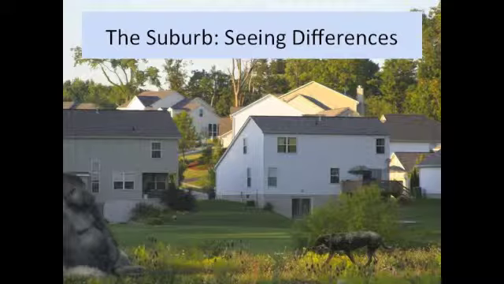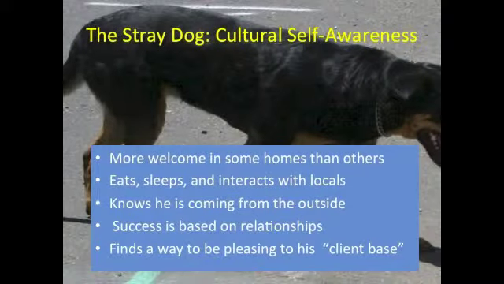Let's observe the specific processes necessary to be able to see the differences, as they are modeled by the stray dog and the gorilla. The stray dog is our model animal for cultural self-awareness because of several of his outstanding qualities. In the suburb habitat, the stray dog is certainly more welcome in some homes than others. Despite feeling unwelcome or out of place at times, he eats, sleeps, and interacts with the locals that do accept him.